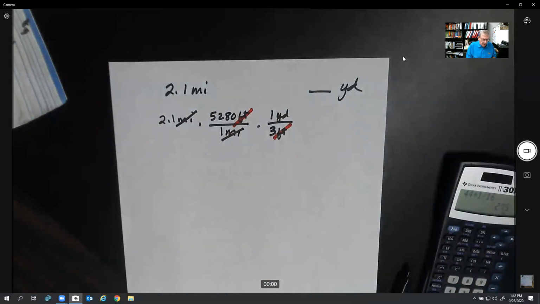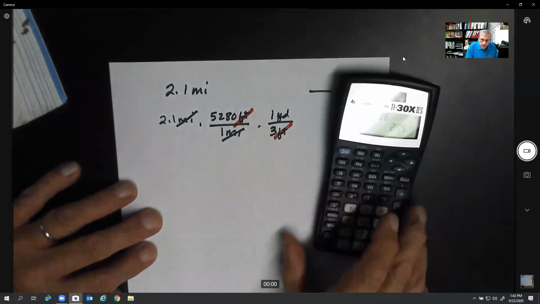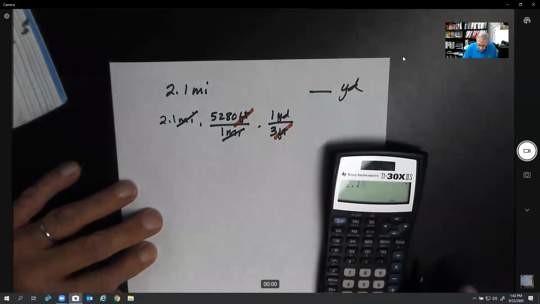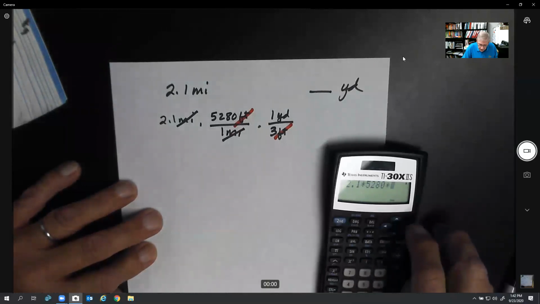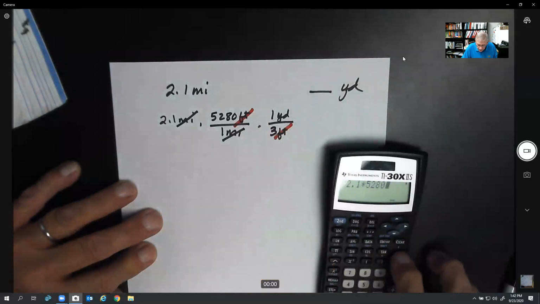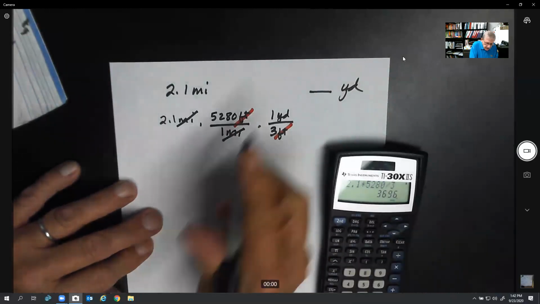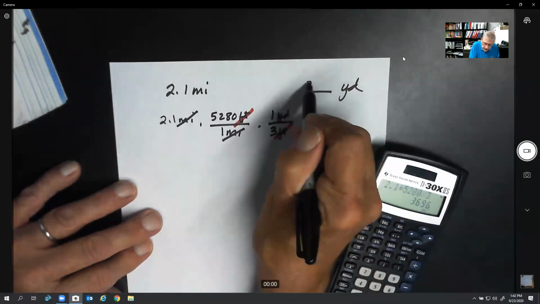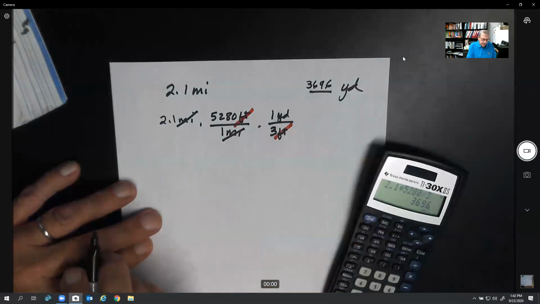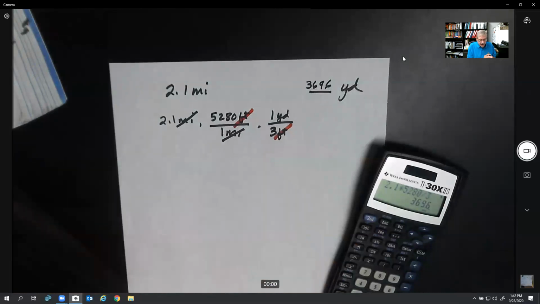So if I want to find out, I'm going to multiply 2.1 times 5,280, and divide, because it's on the bottom, by 3. And that gives me 3,696. So this way we can convert.